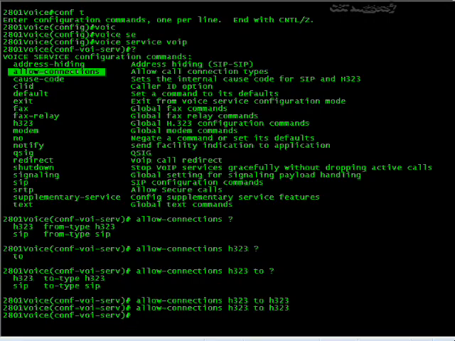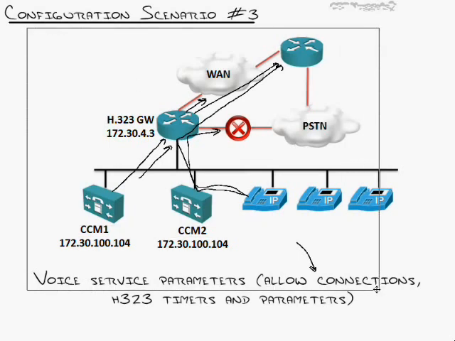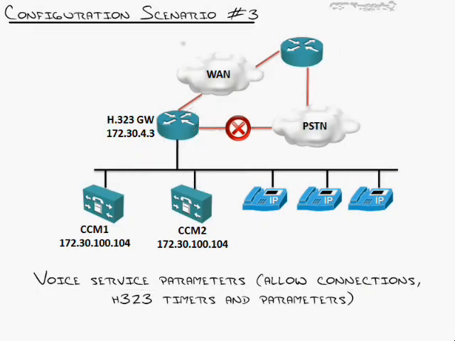So now let's get into the miscellaneous commands. Let's talk about where weird stuff can happen. By default, here's our weird thing number one. By default, the H323 gateway sends keep alive messages using H225.